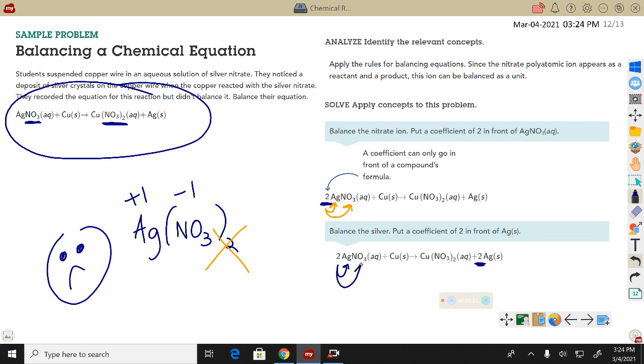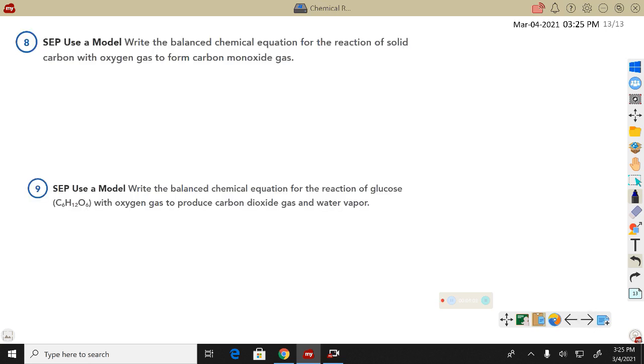Now if I look at all my ions, I've got 2 silver, 2 silver. I've got 2 groups of nitrate on the reactant side and 2 groups of nitrate on the product side. Then there's 1 copper on the reactant side and 1 copper on the product side. We've got it. Everything is balanced. I think the key is that you just work it side to side. Sometimes you put in a coefficient and it fixes one particle and it screws up another. I guarantee as long as the formulas are written correctly, these things will balance. It just takes a little working side to side.